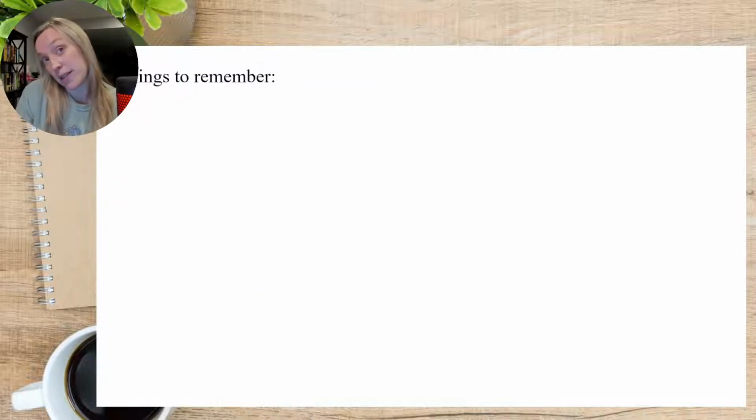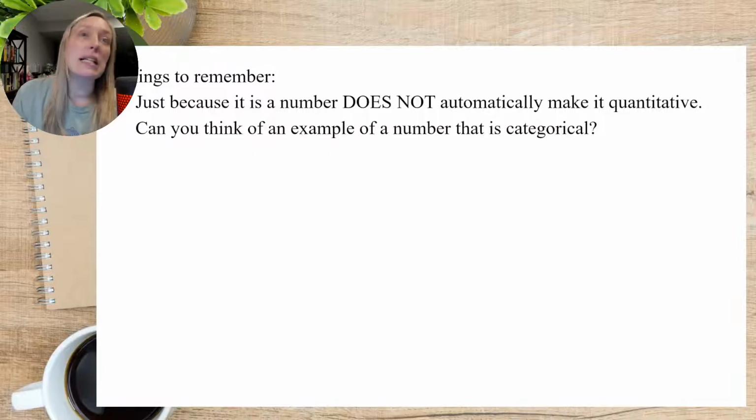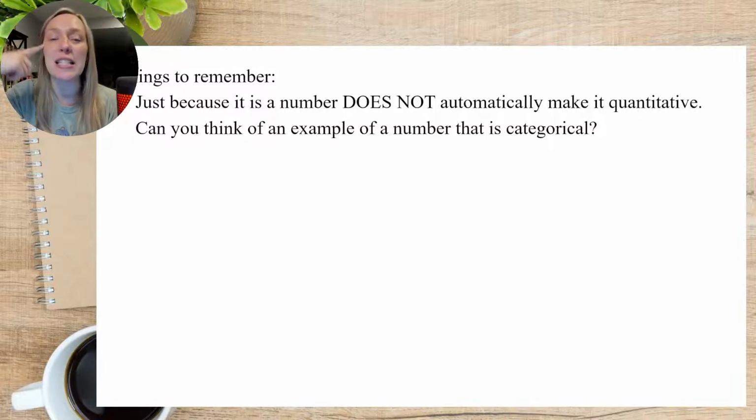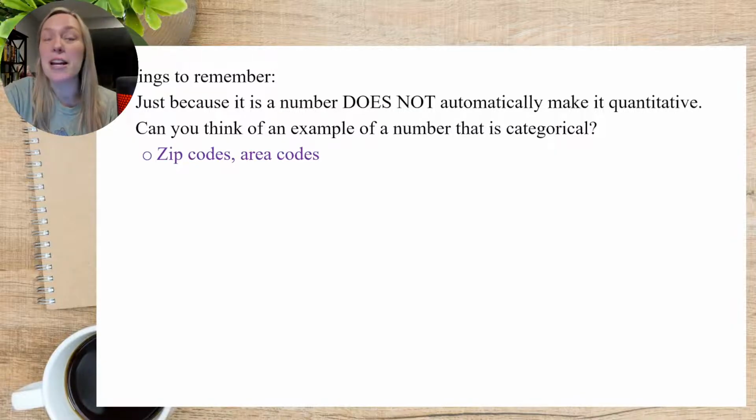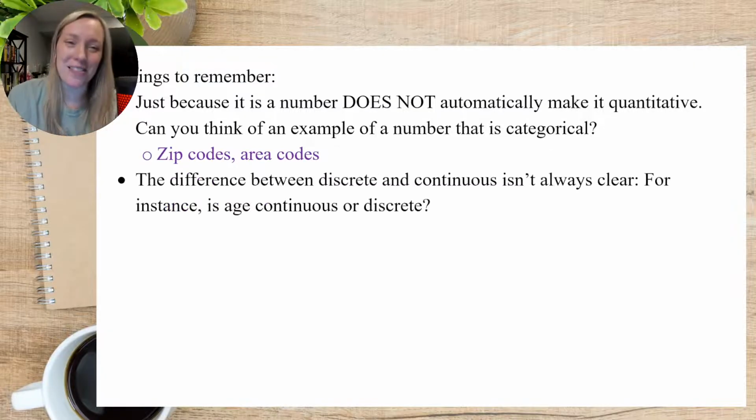Now, here are some things to remember with these variables that we just went over. Just because something has a numerical value does not automatically make it quantitative. A lot of students fall into that trap. So off the top of your head, can you think of an example of a number that is categorical? Like zip codes, area codes. If you have a zip code, that zip code is numerical, but it is not quantitative because we don't actually measure zip codes. One zip code relative to another zip code, there's no relationship between the numbers. So it's considered categorical. Same thing with area codes. And any other example that maybe you could have thought of.